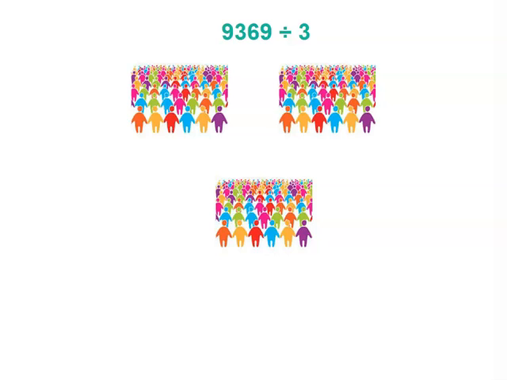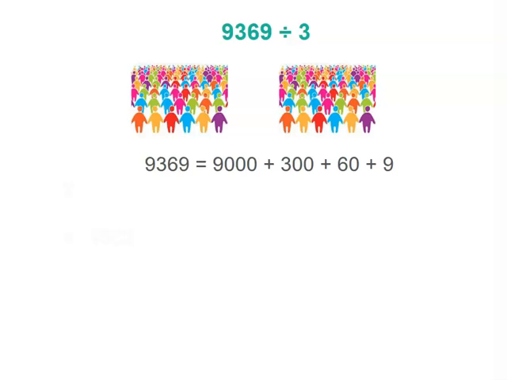So we're going to solve 9,369 divided by 3, or shared between 3. So what we'll do is break our 9,369 into each of its parts. It's the same as 9,000 plus 300 plus 60 plus 9. So now what we're going to do is work on each of those separate parts or chunks and divide that by 3, and then we'll add all of our answers together at the end. So let's have a look.